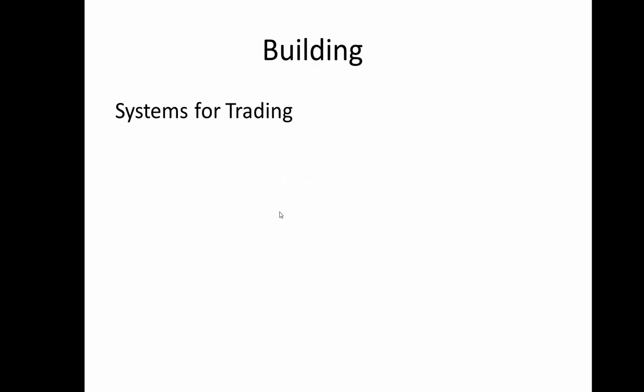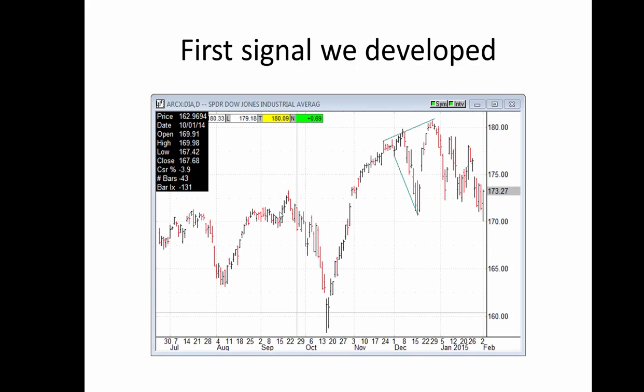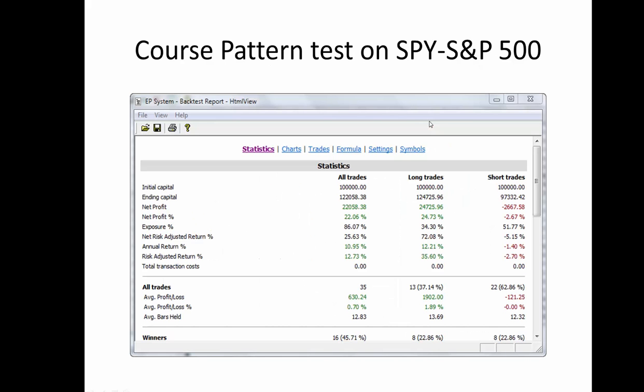Okay, now building actual systems for trading. What we did was we started the year developing this particular signal, which uses this particular geometric form, which has been around a very long time. This, by the way, was the beginning of January in the Dow. And this is when we posted the thing on CNN.